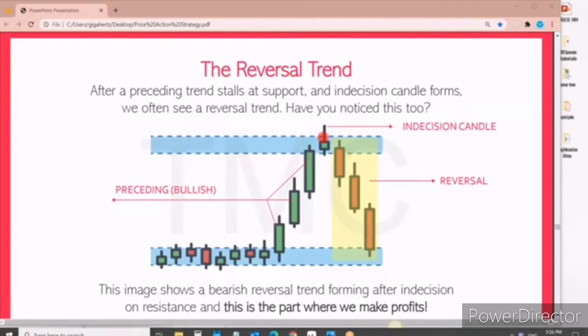Okay, kuha ba? So, the reversal trend is the third and most important part of the reversal setup. Kasi, dito po tayo kumikita. This is where we make our profit dun sa reversal.